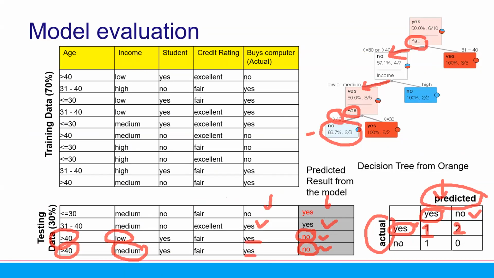The actual is no, and the predicted is yes. We have 1. And actual is no, predicted is no, is 0. We don't have any data. So we call this the confusion matrix.